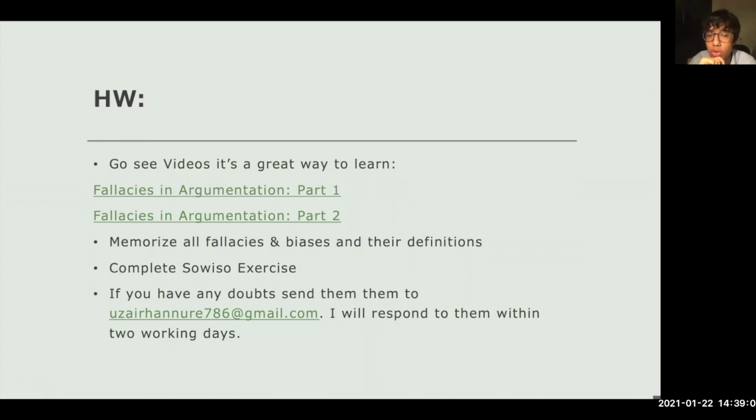I will respond in 2 to 3 working days max. But try them on your own first. Only send them when you can't do them at all. Once you go through all the exercises and there are some questions that you're getting wrong and you don't know what you're doing wrong, only then send them to me.